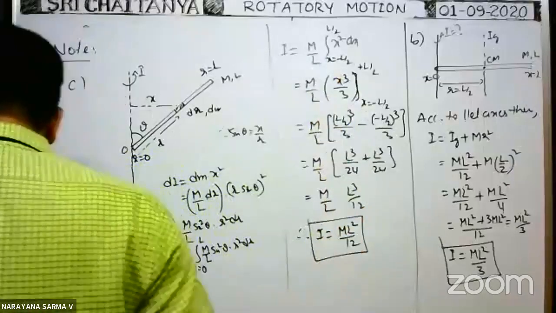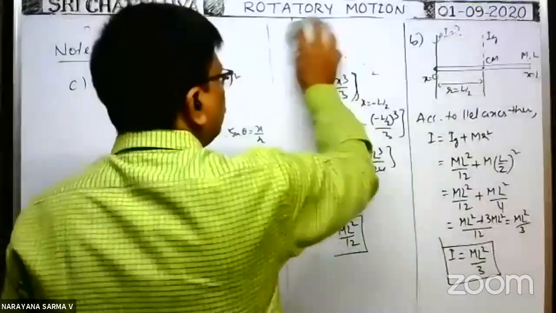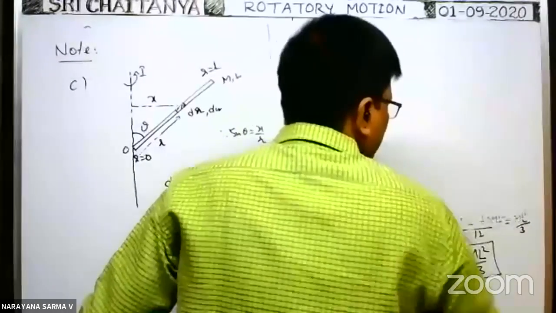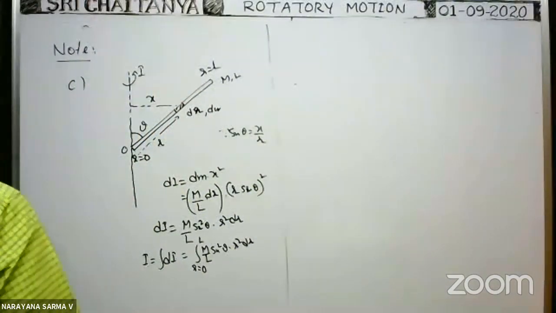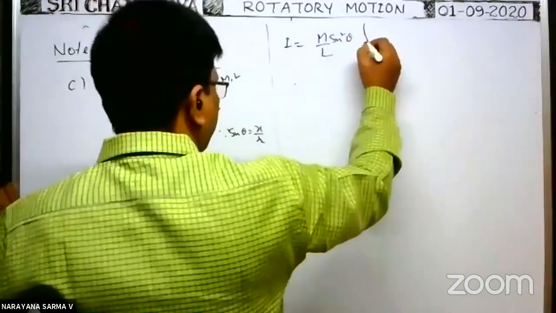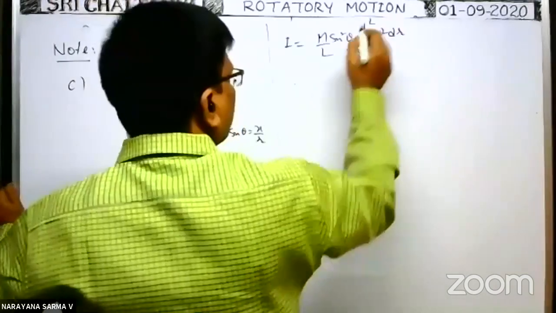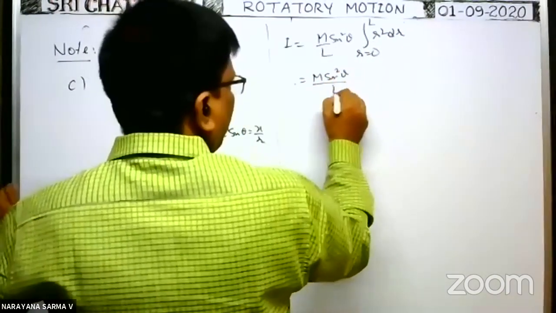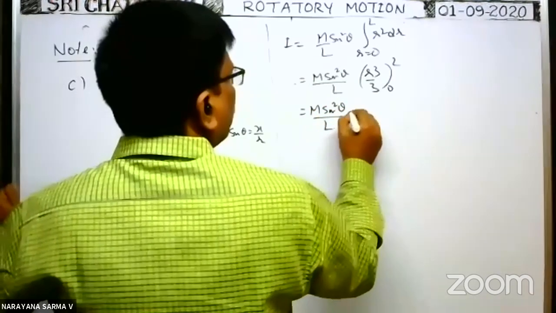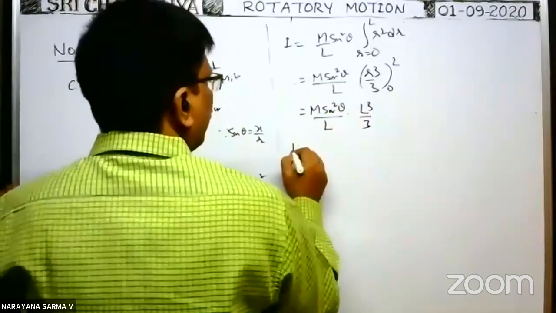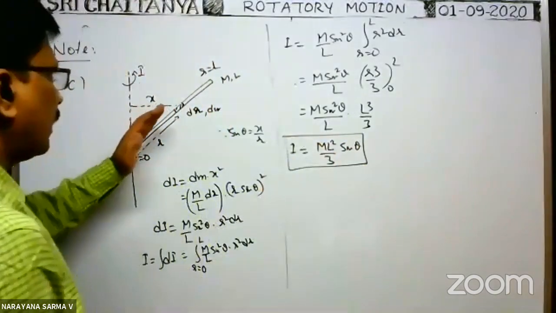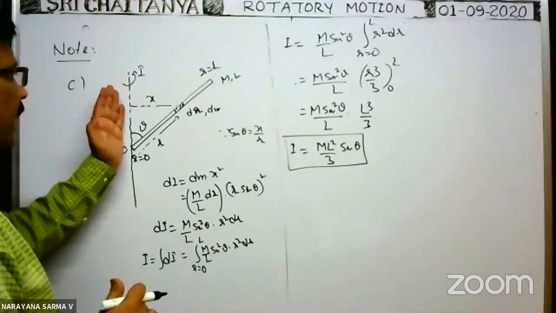So from this, I is equal to m by l sine square theta, which is constant, times the integral of r square dr, with limits r equal to 0 to l. So m sine square theta by l into r cube by 3, limits 0 to l. Therefore, m sine square theta by l into l cube by 3, and one l cancels. Then I is equal to ml square by 3 into sine square theta. This is the general formula for the moment of inertia of the rod about an axis passing through one end and making an angle theta with the axis.